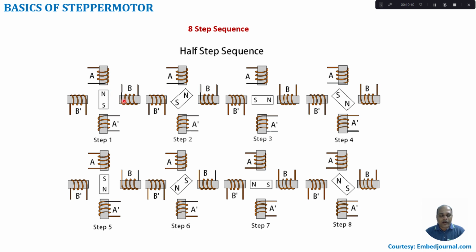So then what happens? The magnetic field produced by B becomes more intense, so the rotor starts moving towards coil B. When I start decreasing coil A voltage from 4 volt, it goes to 3 volt, 2 volt, 1 volt, 0 volt. Then the rotor will get aligned to B. So thereby I can achieve more number of steps. By changing the coil excitation voltage or current, I am able to get more number of steps.